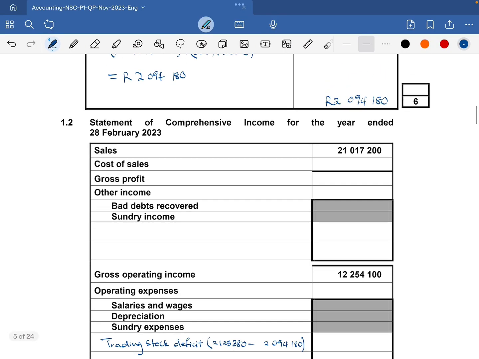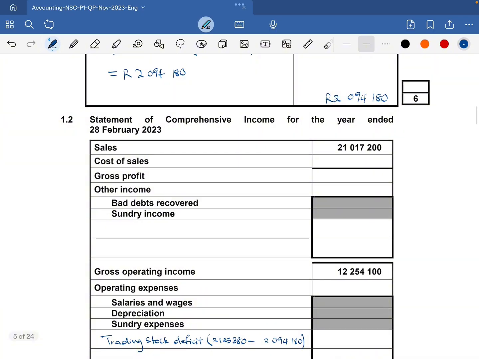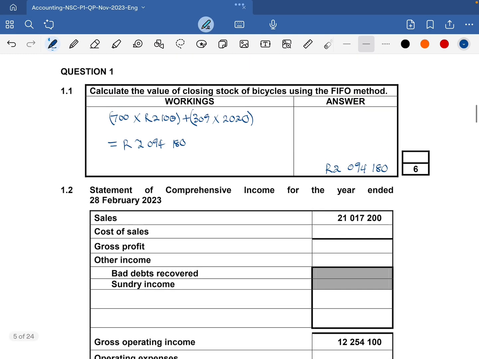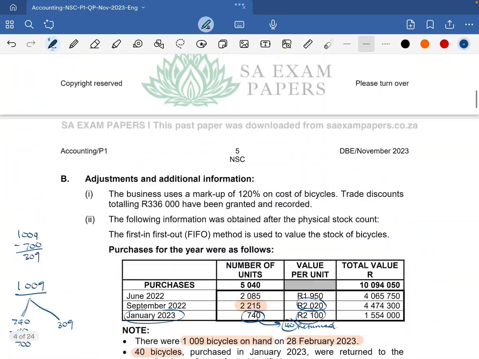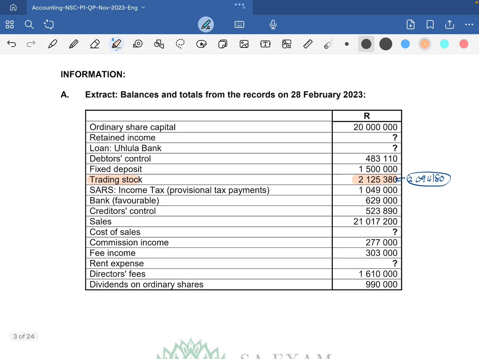Okay, so we are just going to start at the beginning of the statement of comprehensive income, whereby we have our sales and cost of sales. So we're given sales here, and we need to determine the cost of sales amount. Okay, let's look at the information. So we're given the sales, that's fine.